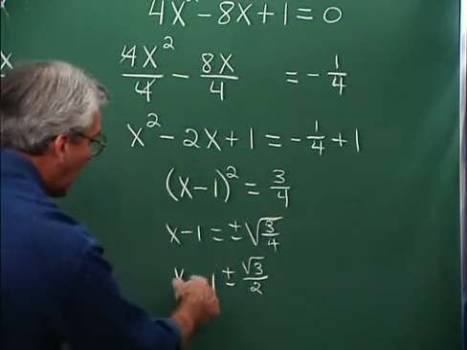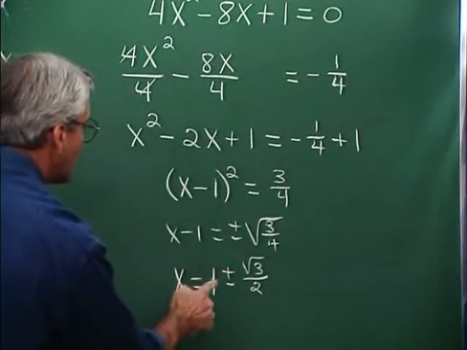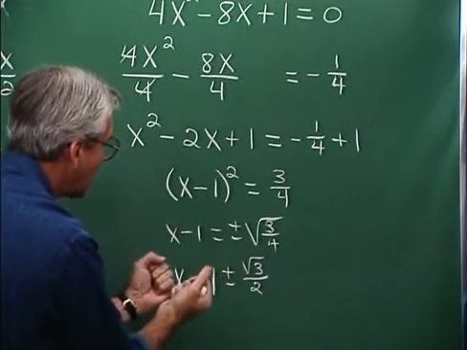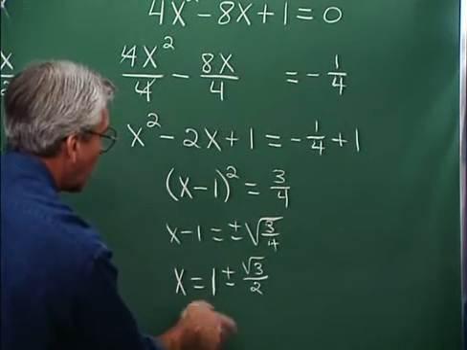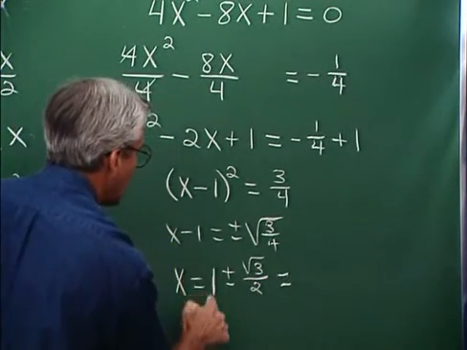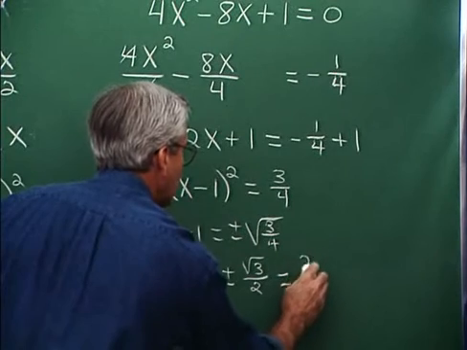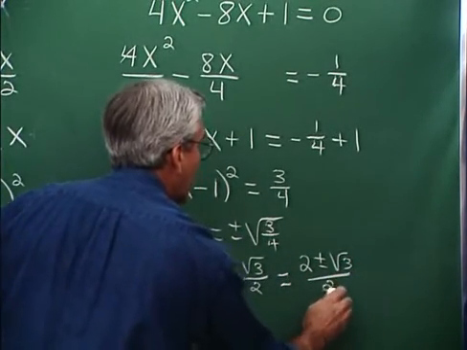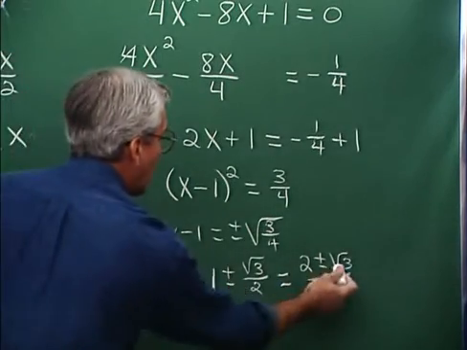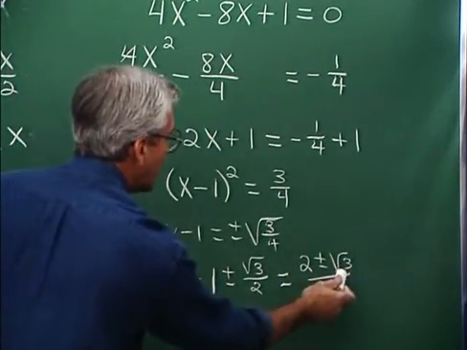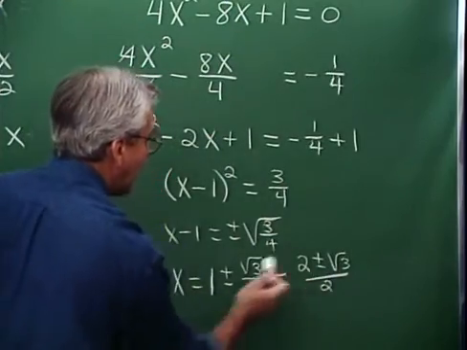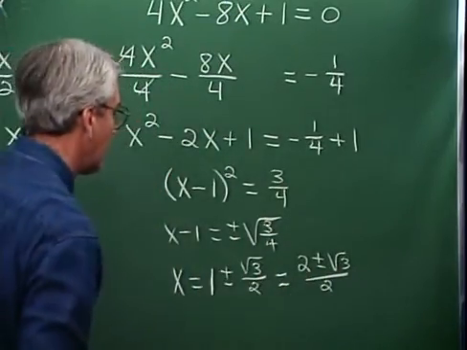And we could leave it like this. This is a valid answer. Or we could write this as one fraction if we want to, thinking of this as 2 over 2, and write this as 2 plus or minus the square root of 3 over the common denominator 2. It's important to know that these are equivalent because you might get this on your paper and have the other in the back of the book, and you have to be able to recognize that these are interchangeable.